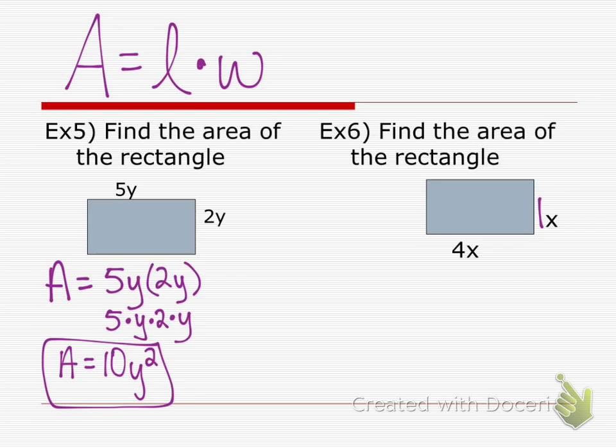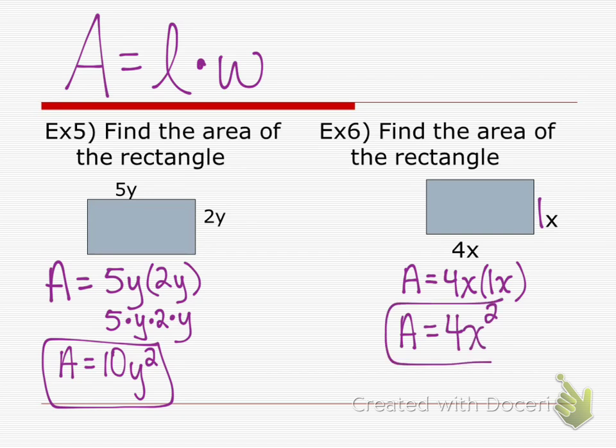All right, on number 6, who can tell me how they set up the problem? Spencer. Good. A equals 4x times 1x. And can someone raise their hand to tell me what they got when they multiplied those? Sam M. 4x squared. Good. 4x squared. 4 times 1 is 4. X times x is x squared.